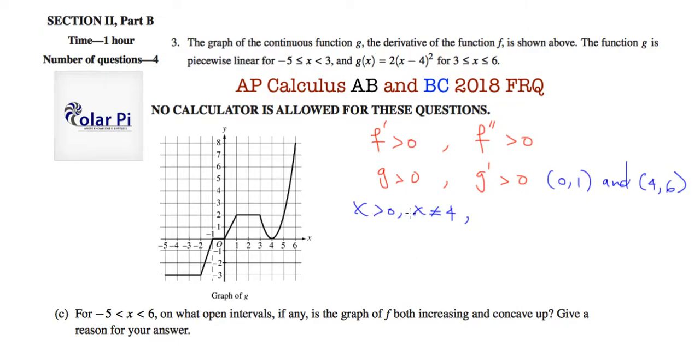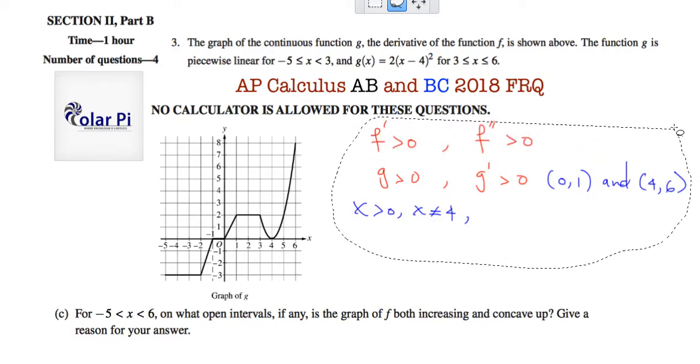Now, remember, this is true anywhere to the right of 0 except for x equals 4. And this is true in here and in here. Where both are true, therefore, is going to be this and that. So that's the answer. Because on the interval from 0 to 1 and then from 4 to 6, we have that f prime is greater than 0, meaning f is increasing, and f double prime is greater than 0, meaning that f is concave up. Yeah? Okay, cool. So that's the answer to part C.